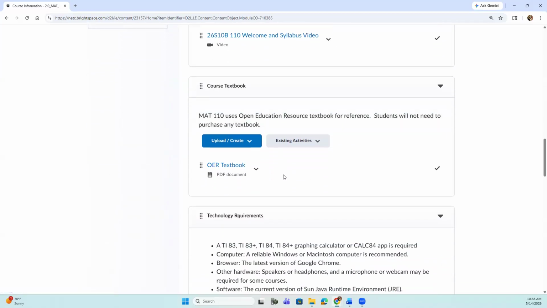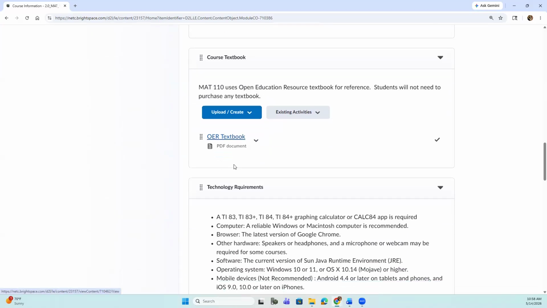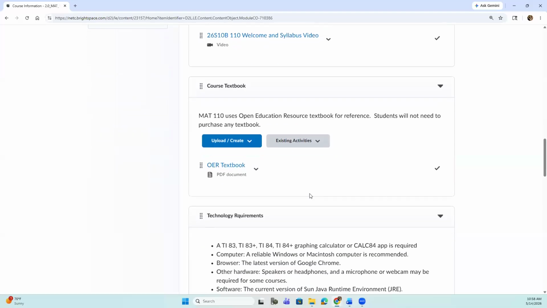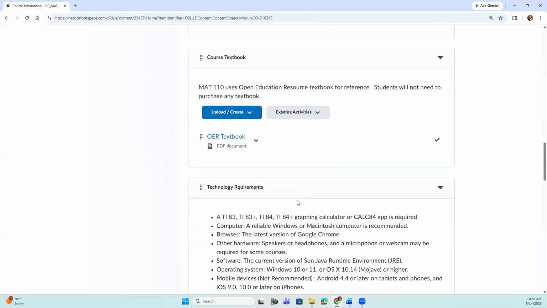In this class, you will not need to purchase a textbook. We use an Open Education Resource textbook for reference, so you will not really need to purchase any book. All students really do is print or copy down the lecture handouts and then take notes while watching the lecture videos. That's how students proceed weekly.